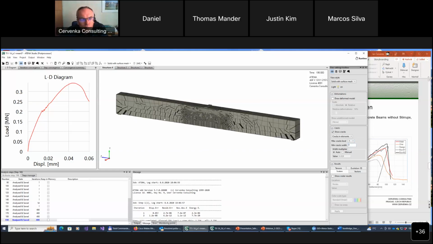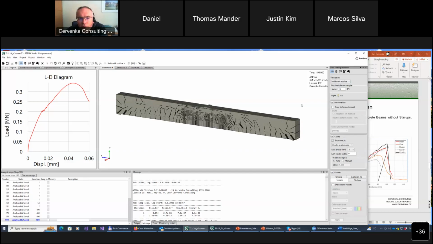In addition, if we draw the cracks together with the mesh, sometimes it is confusing what is a crack line and what is a mesh finite element boundary. So I recommend in the view style to switch to solid with outline. So this starts to be better. But even better is usually also to put some limit on crack width. The typical limit I recommend is something like 0.1 millimeter, which is typically the smallest visible crack.